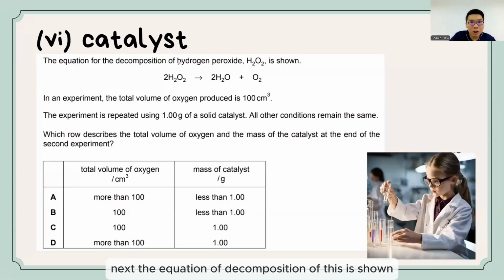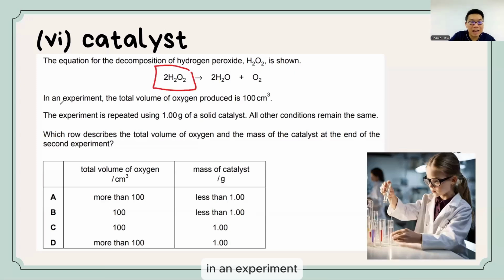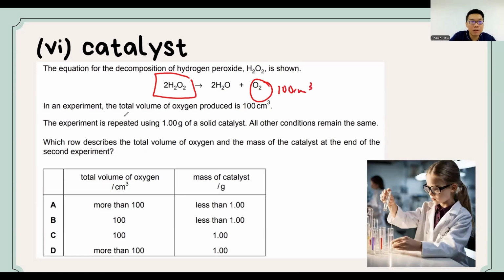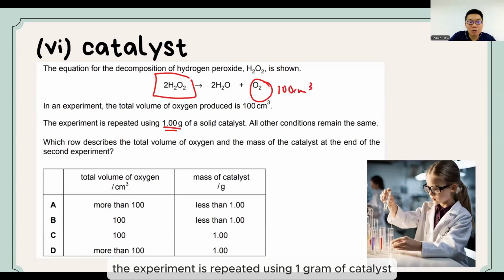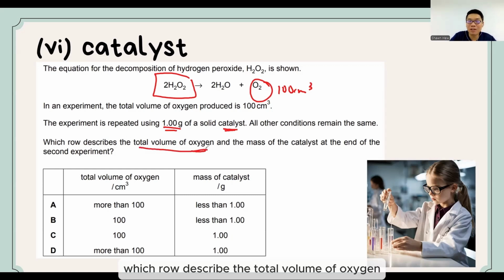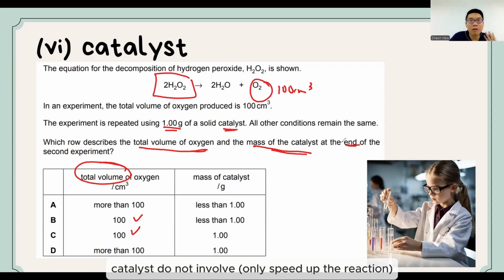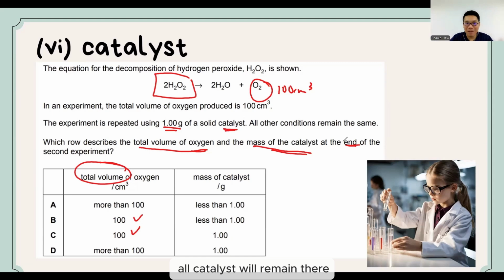Next, the equation of decomposition of this is shown. In an experiment, the total volume of oxygen produced is 100 cm3. The experiment is repeated using 1 gram of catalyst. Describe the total volume of oxygen. So adding catalyst only increases the rate of reaction, it won't affect the total volume of the product, so it will remain 100. The mass of catalyst at the end of the experiment: catalysts are not consumed, so the catalyst will remain there, so it's still the same, so it's just C.